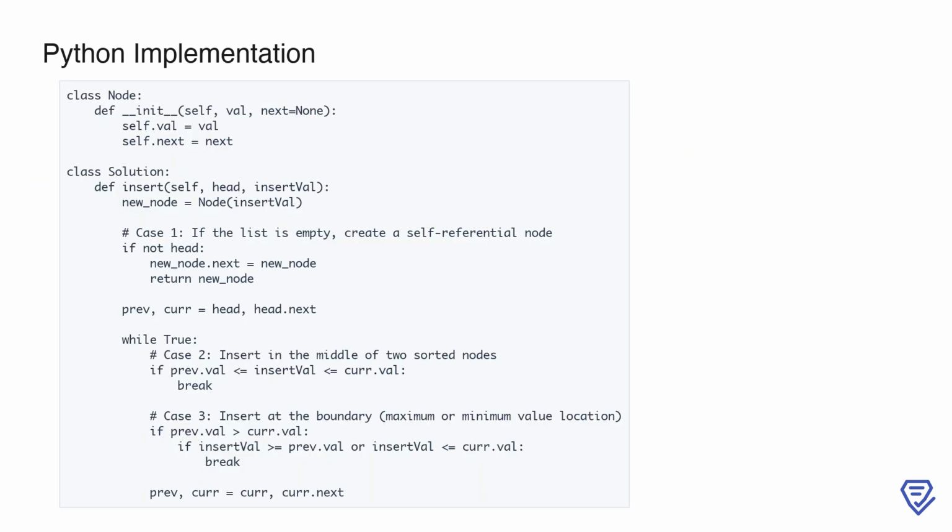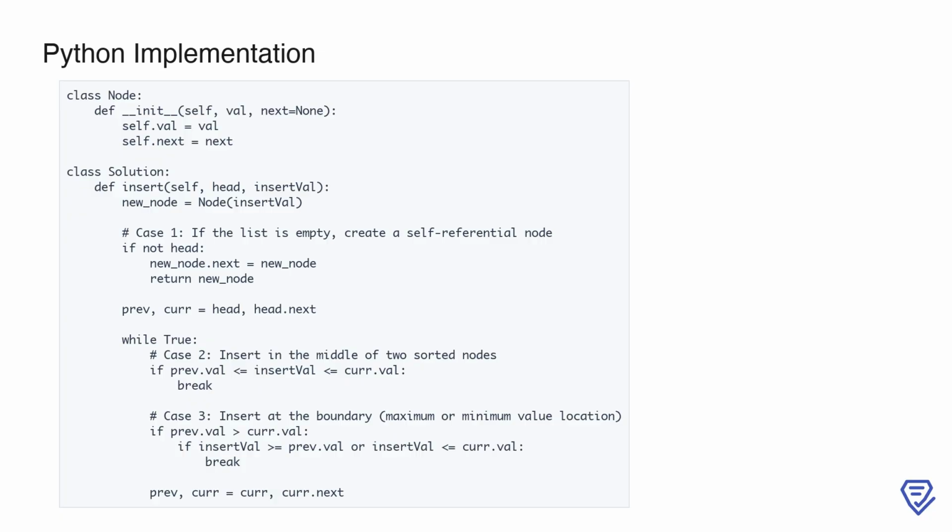Here, we define a node class to represent each node in our circular linked list. Each node has a value, val, and a reference to the next node, next, which is initially set to None. Then, we define the solution class and its insert method, which handles inserting a new value into the circular linked list. First, we create a new node with the given value, insertVal.